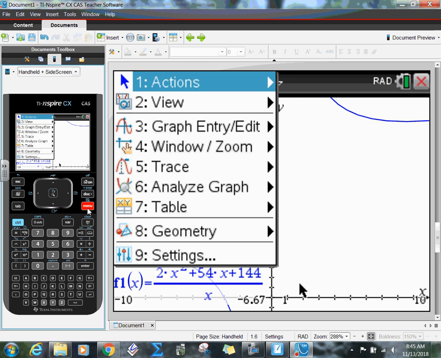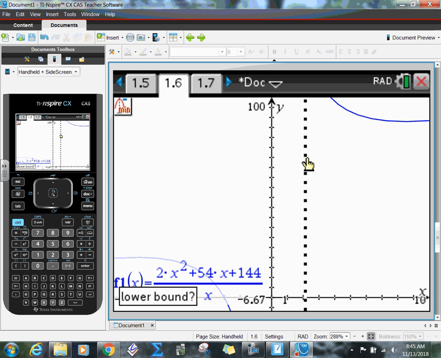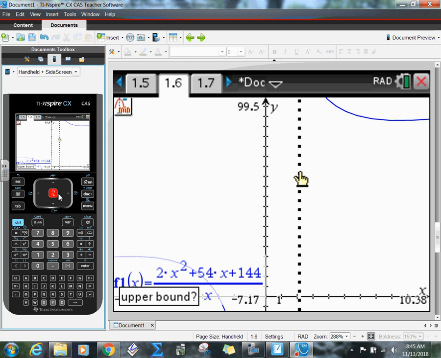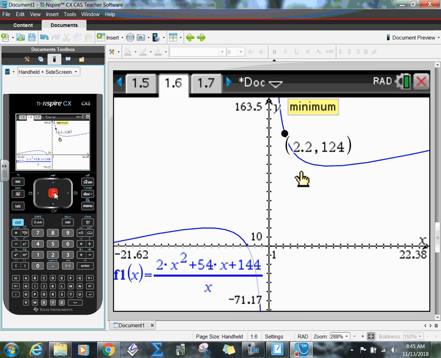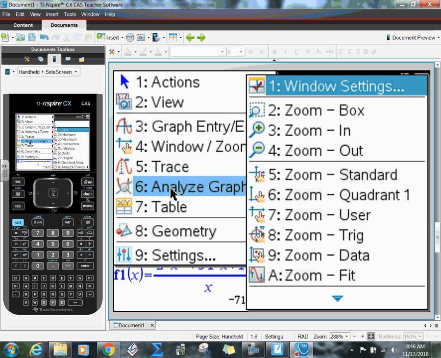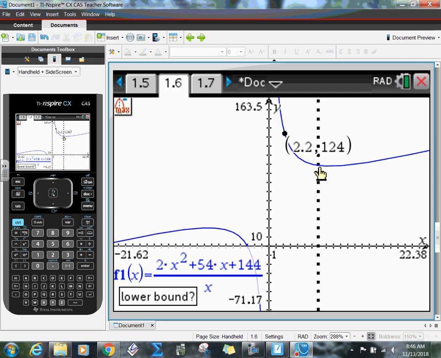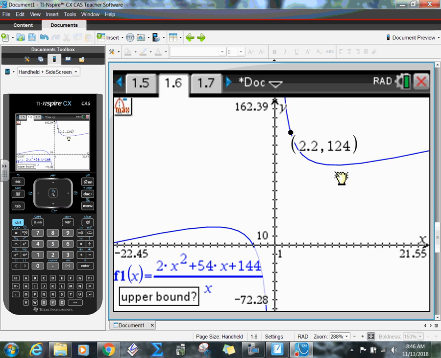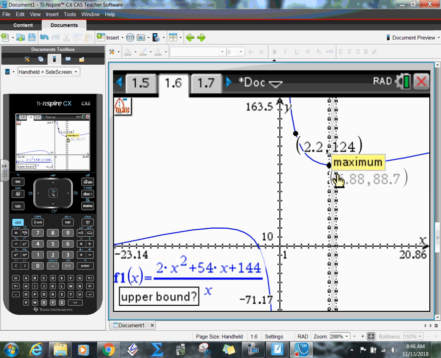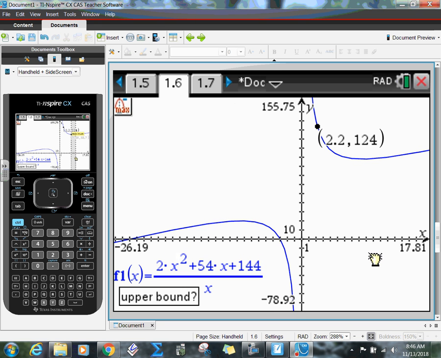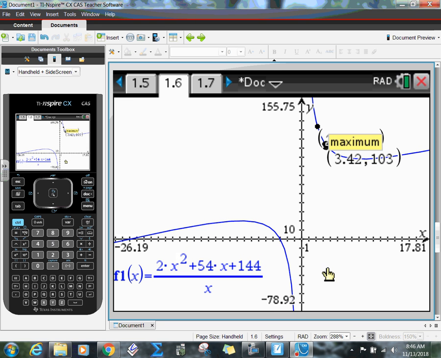So here's what I'm going to do. I'm going to go back to Menu and analyze my graph. I want a minimum, and it's somewhere between 8 and 9 is what we found. Let's try this again. Minimum. We want to go to Analyze Graph, Minimum. Let's press Enter here. This is not working for me. I'm looking for a minimum, and I guess that's where I found it.